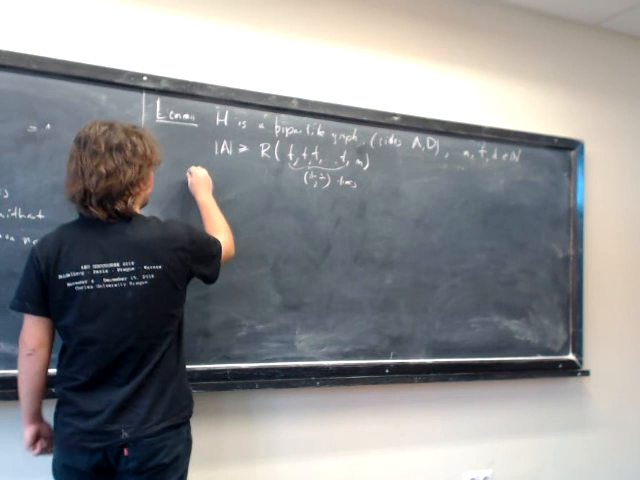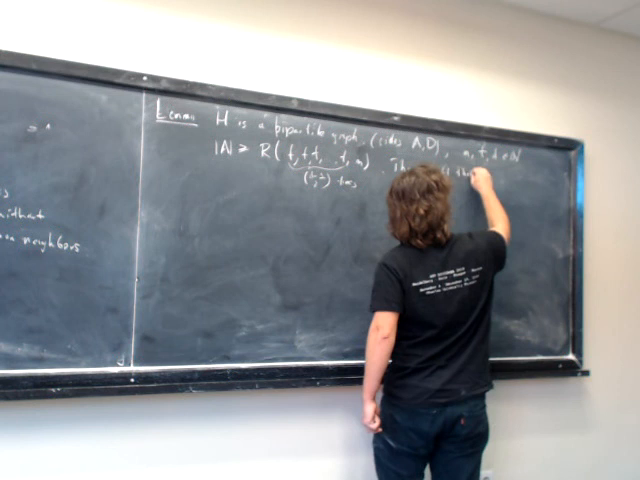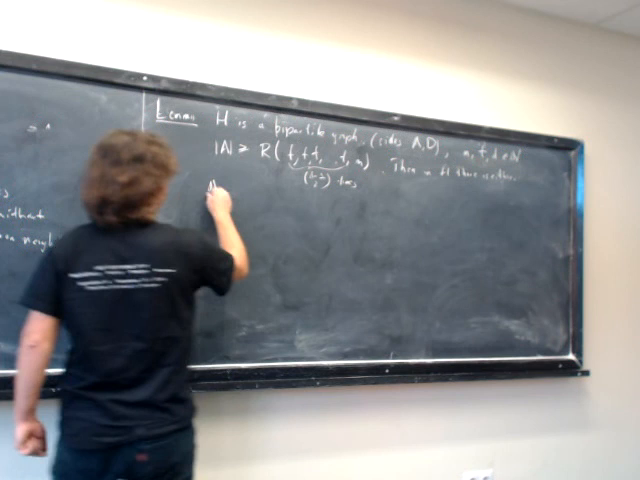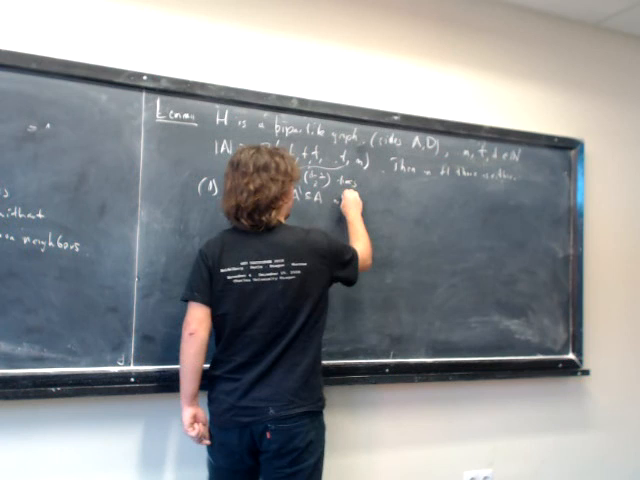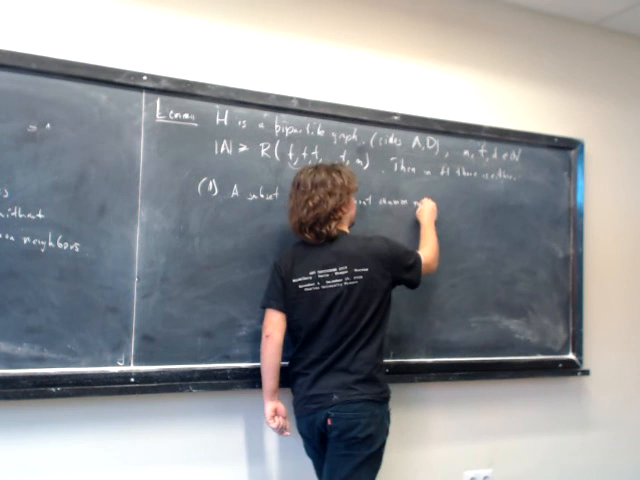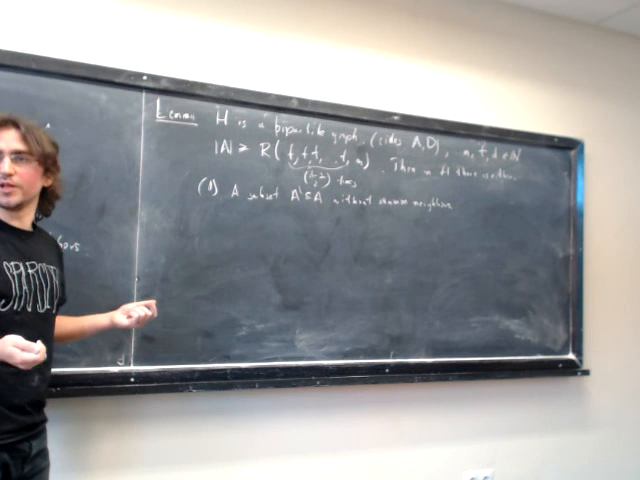Then, in H, there is either, well, the first outcome can be a subset, let's call it A prime of A, without common neighbors. So no two vertices of my subset A prime will have any common neighbors.